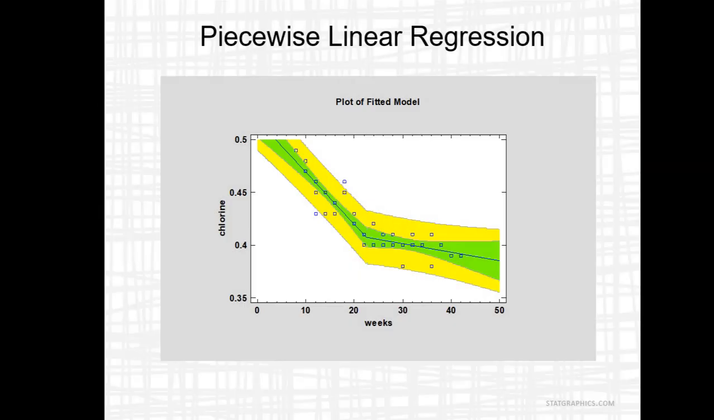Here's an example of a linear regression involving two linear segments. The program determines the intercepts, the slopes, and the location at which the slope changes.